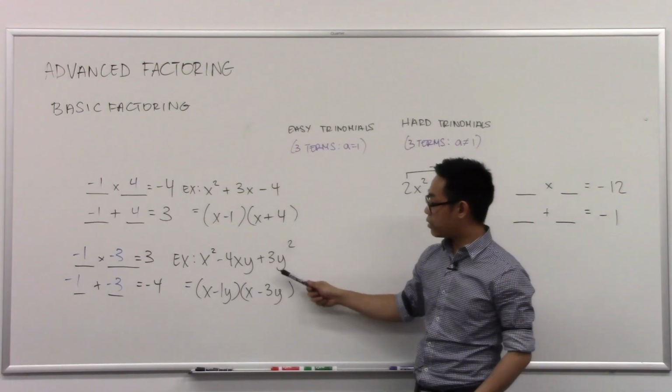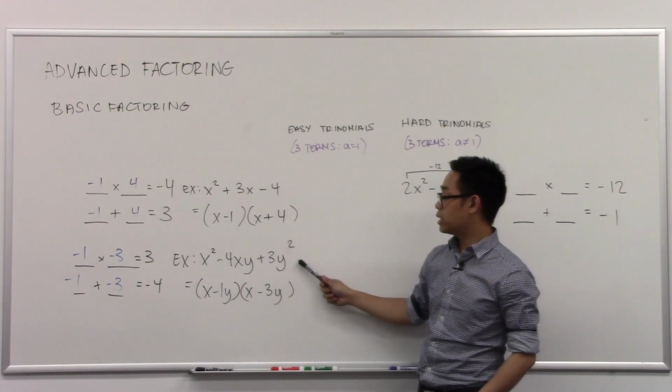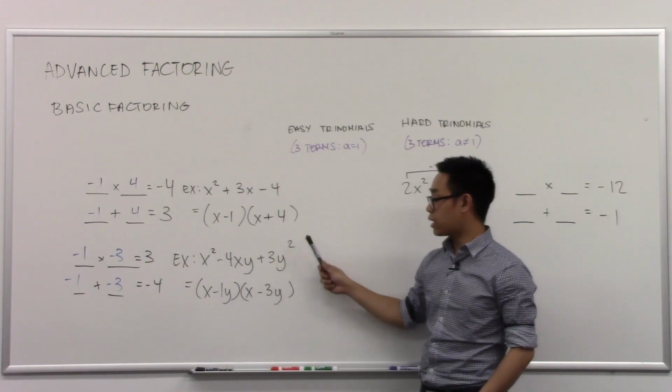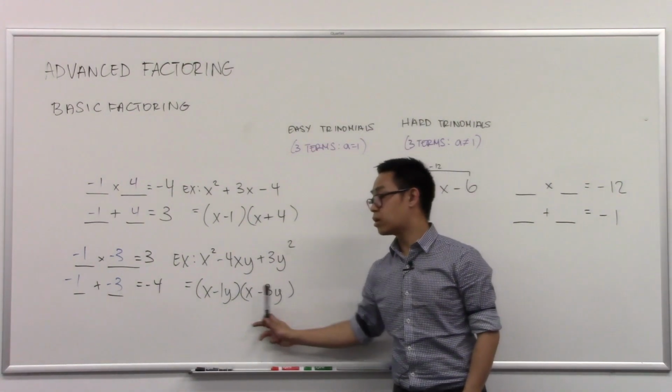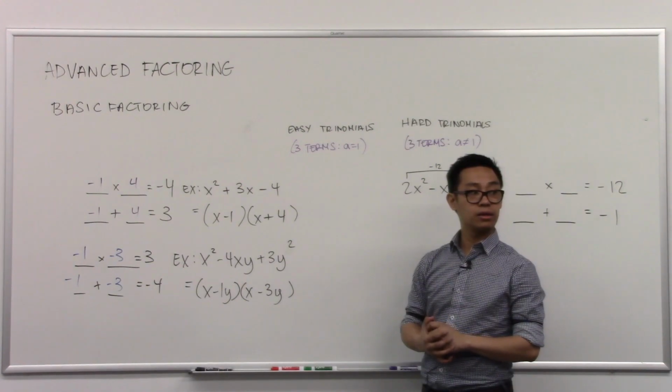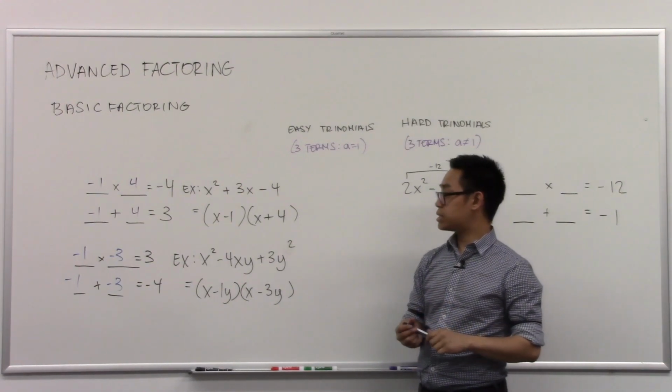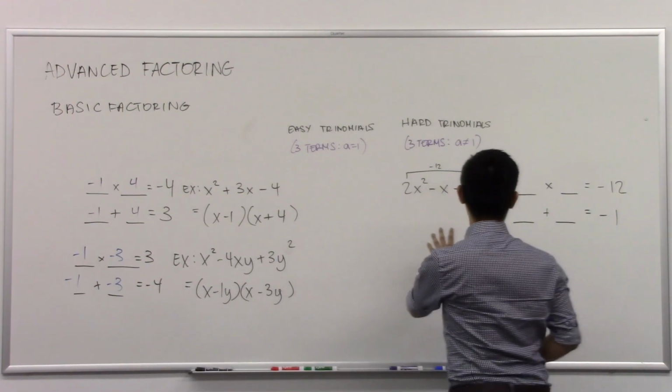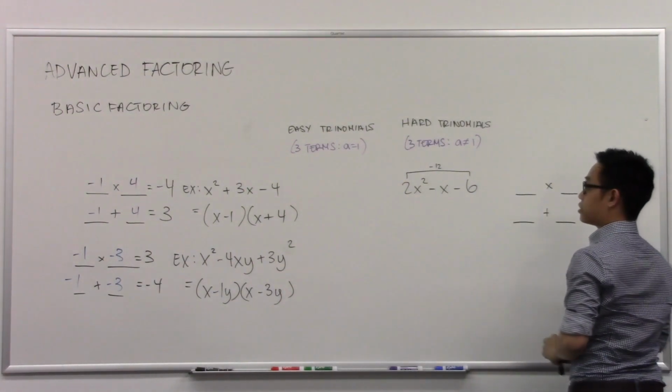Okay? So when you have letters attached to the third term, the square root of this letter goes here on the second part of the binomials. Okay? Last thing in basic factoring is hard trinomials.